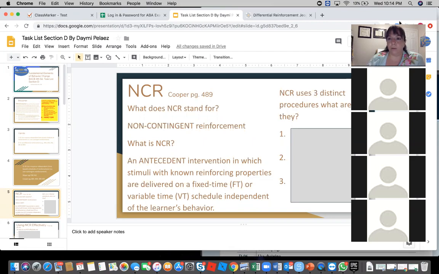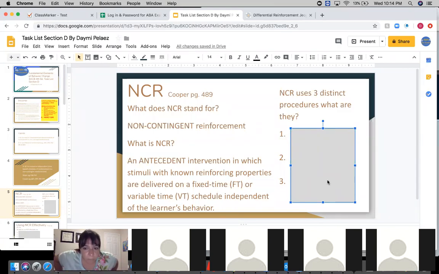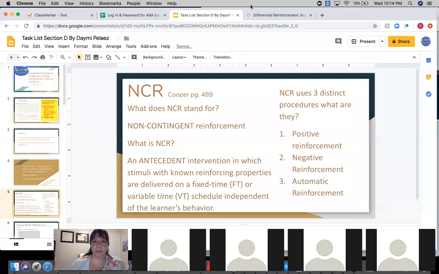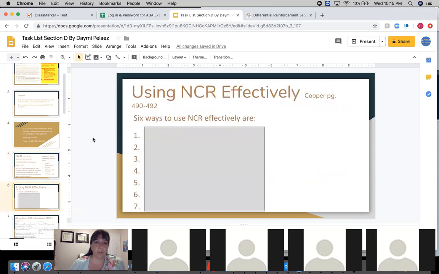Okay, now NCR uses 3 distinct procedures. What are they? Does anyone know? Positive reinforcement. Okay, that's one. Negative reinforcement. Automatic reinforcement. Perfect. Great job. Nice job. Very good. Thank you. Does anybody have questions about this NCR before we move on? Okay. Now we're going to be going over using NCR effectively.